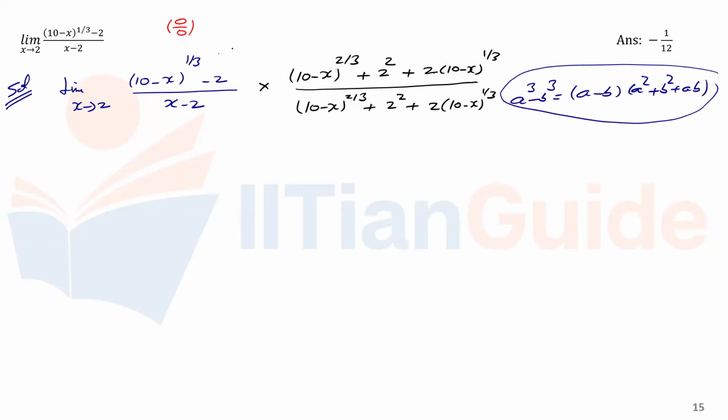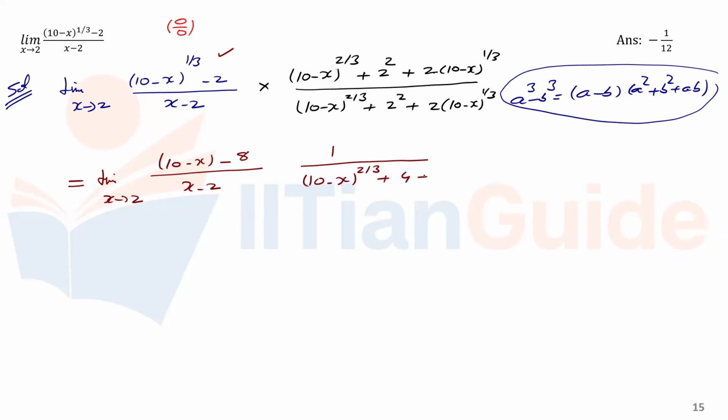What happens? This term and this term, both together, that is a minus b times a square plus b square plus ab, gives me a cube minus b cube. So I can write limits x tends to 2, a cube, that is 10 minus x, minus b cube, that is 2 cube, that is 8, divided by x minus 2. And the second term that we have in the denominator is left. That will be 10 minus x power 2 by 3, 2 square is 4, plus 2 times (10 minus x) power 1 by 3. I have written this.